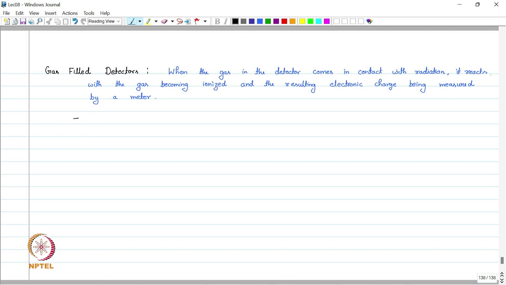Ionization chambers. This works on the same principle, but this operates at a low voltage. And they measure measurement from the primary ions only.